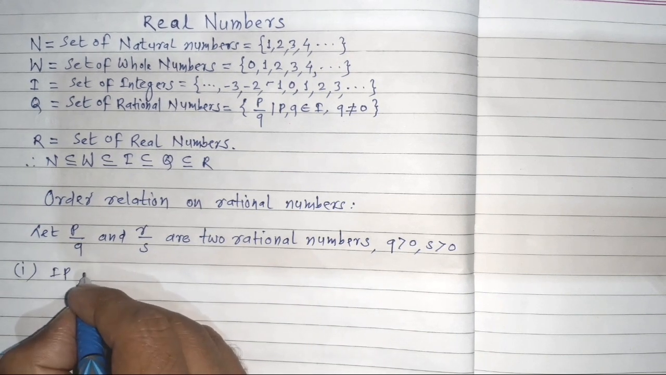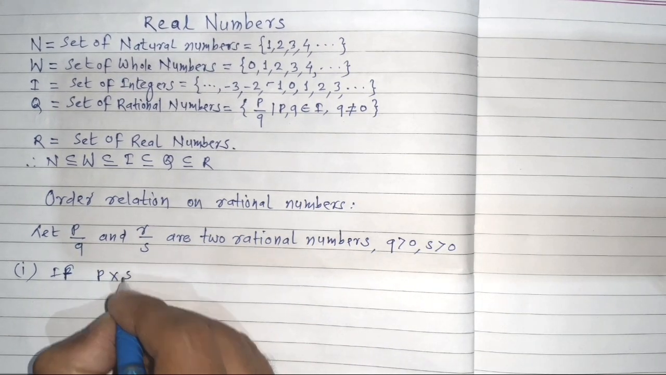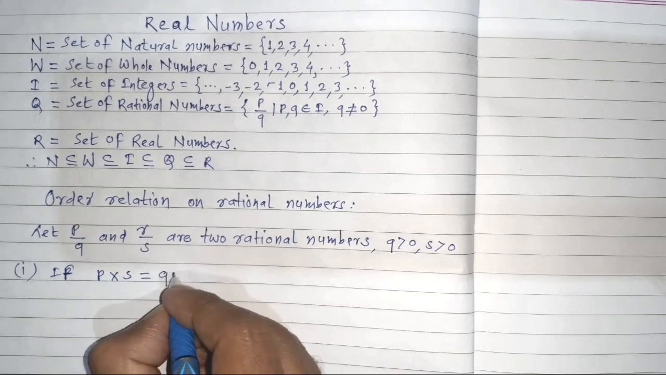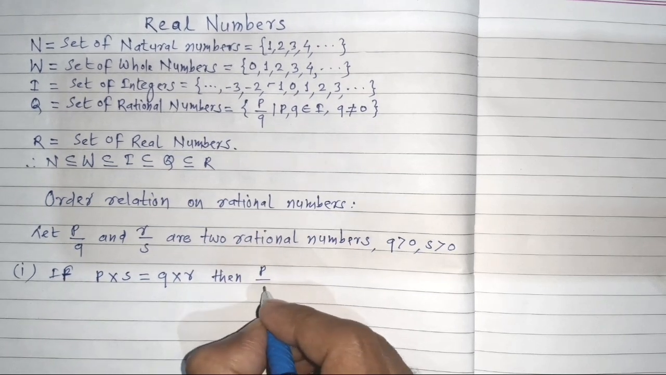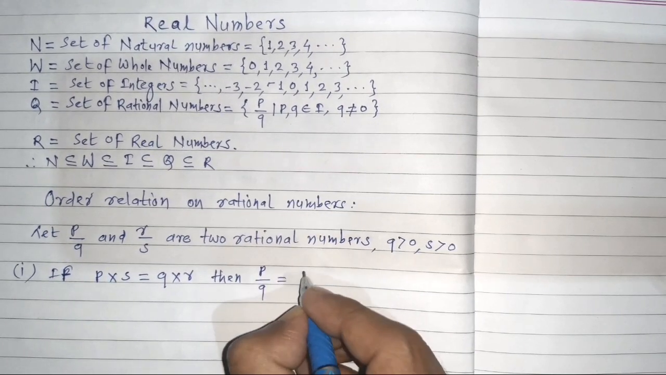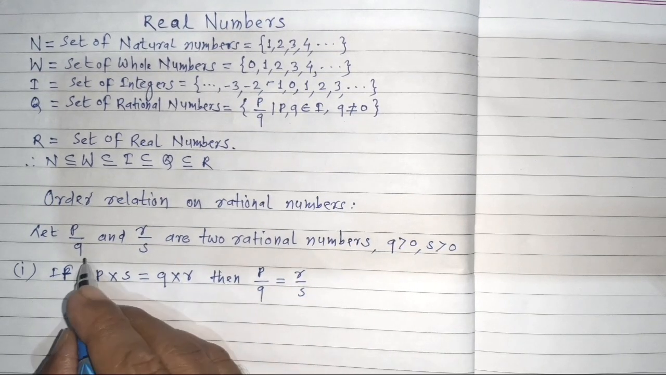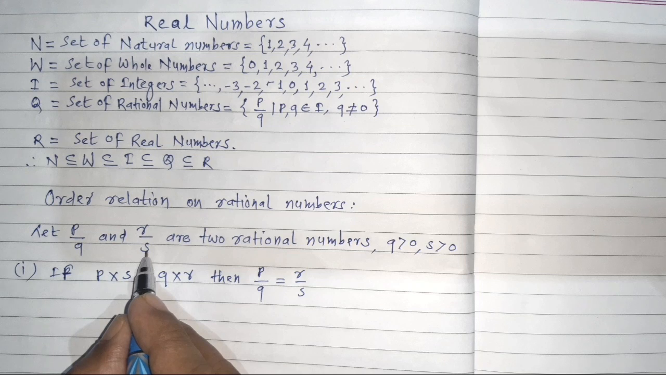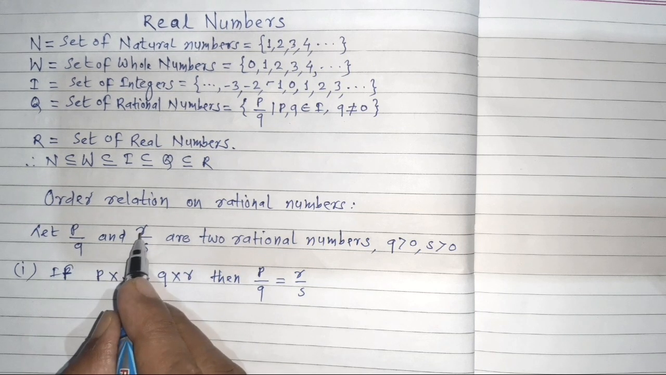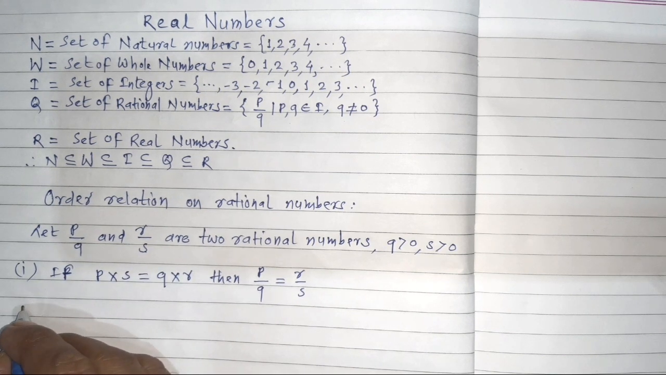The first order relation: if the product of P and S is equal to the product of Q and R, then we say that P upon Q is equal to R upon S. That is the first order relation. These two rational numbers are equal when the product of P and S is equal to the product of Q and R.